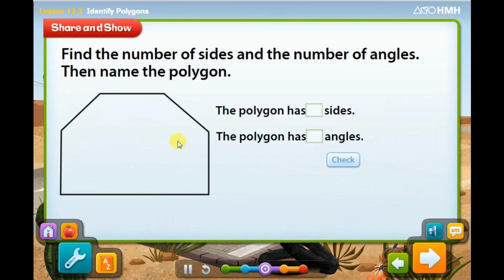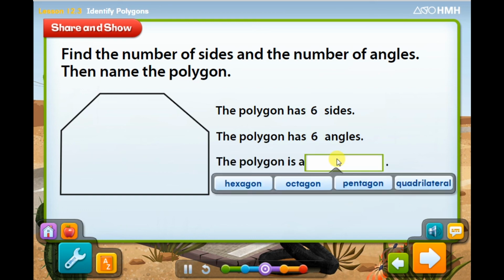Find the number of sides and the number of angles. Then name the polygon. How many sides and angles does the polygon have? Use the keypad to type the answer. Then click check. Count with me here. 1, starting from here, 2, 3, 4, 5, 6. So it has 6 sides. And of course the polygon has how many angles? The number of sides is the same as angles, 6. So let's check. That's right. The polygon has 6 sides and 6 angles.